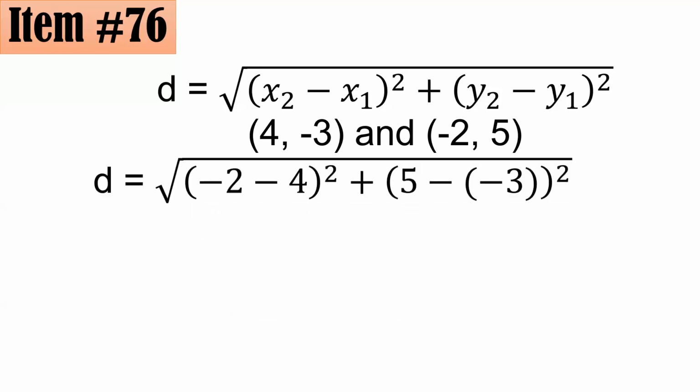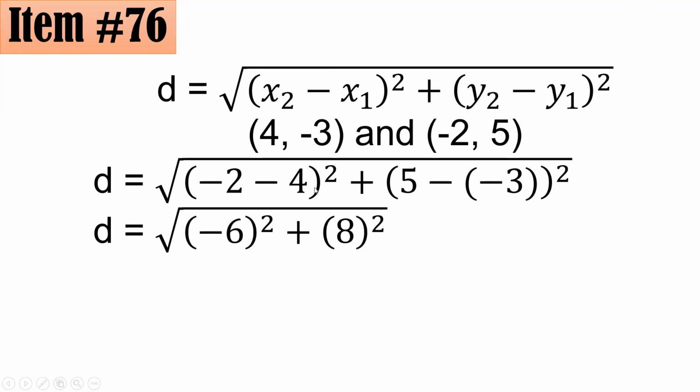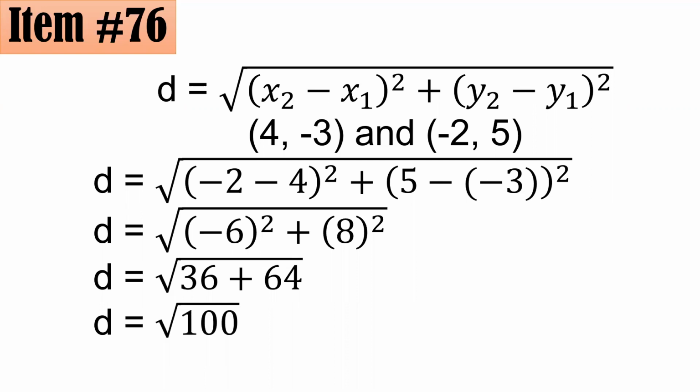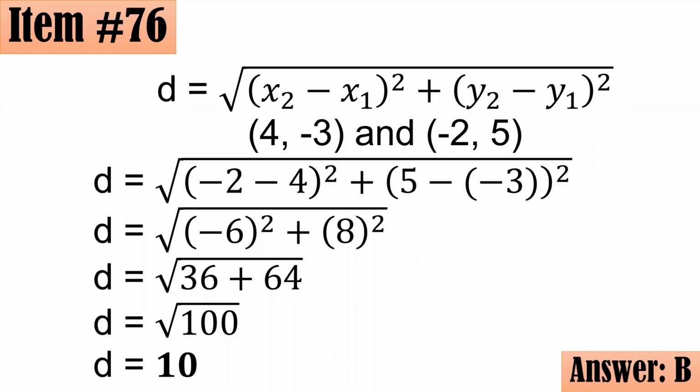And by substitution, that's D equals the square root of the quantity, -2 minus 4 quantity squared, plus 5 minus the -3 quantity squared. So simplifying here, no, the inside here, it's -6 quantity squared, plus 5 minus -3 becomes 5 plus 3, which is 8. If you square this, simplifying further gives us the square root of 36 plus 64, which is the square root of 100. And I believe we all know that the square root of 100 is 10. Hence, if we measure the 2 points in the partition plane, we are sure that they are 10 units apart.